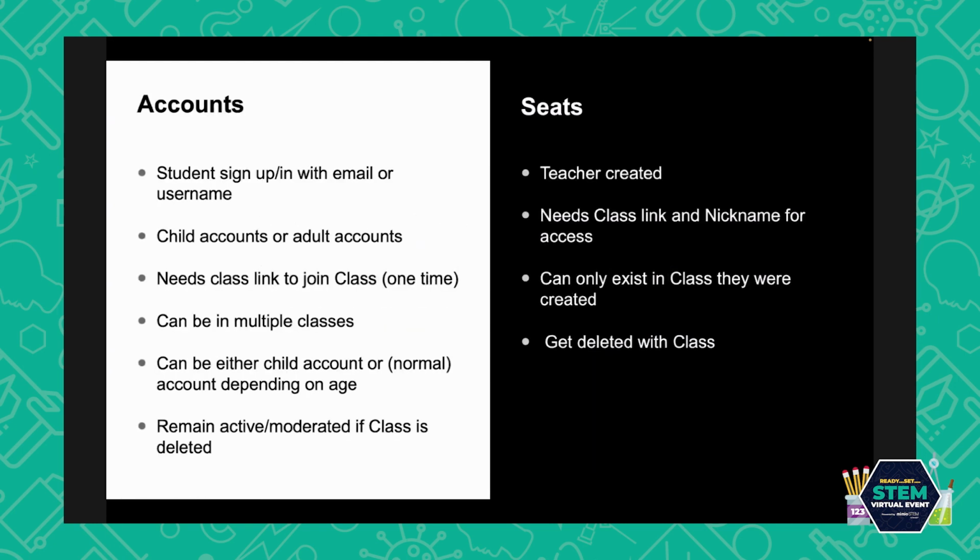I mentioned accounts. There's 2 types of accounts: adult accounts, which in the US is 13 and older. And when you sign up for Tinkercad, if you're under 13, you get a child account. And so you'll need to join either a class or have your parent approve you to use Tinkercad. So one of the benefits of using an account is that an account can be in multiple classes. So if you have multiple classes for that student, or multiple teachers want that same student account in their class, the account is the way to go.